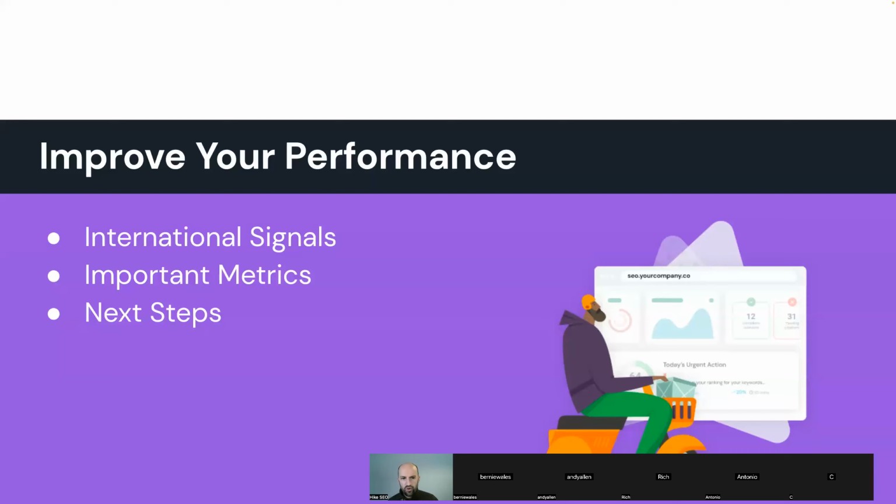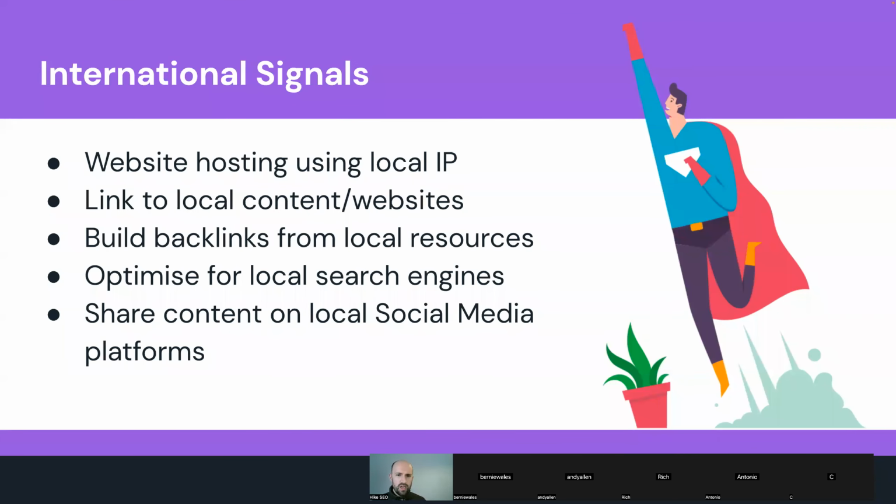So finally, we want to improve your performance. We'll talk about international signals, important metrics to keep in mind, and next steps. So international signals, basically, these are signals that the search engines will look for when determining whether a page should be ranked locally or which country it should. So for example, using a local IP address for a specific website, linking to local content or websites, building backlinks from local resources or directories, optimizing for local search engines.